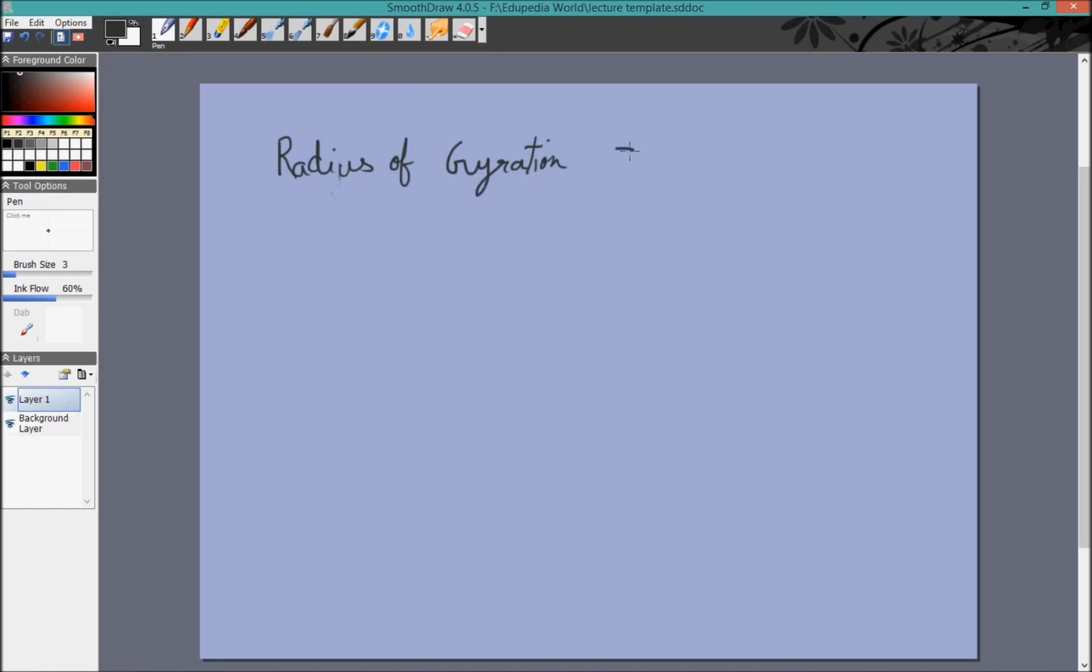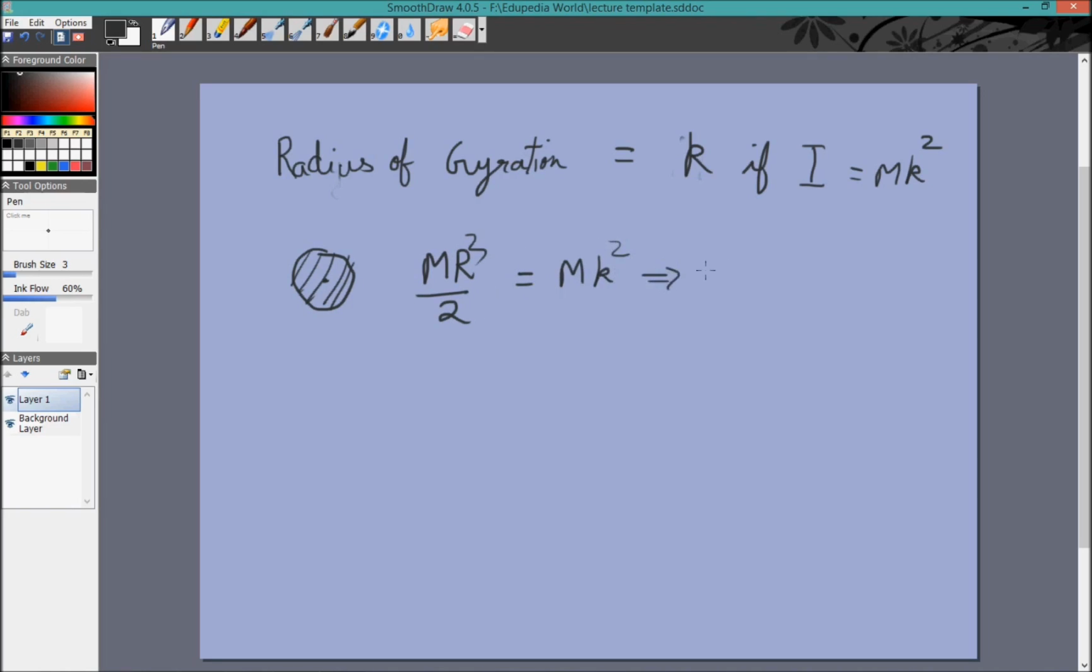The radius of gyration of any object is equal to k if the moment of inertia is mk squared. The radius of gyration is nothing but another way of telling the moment of inertia. For example, if you have a disk, the moment of inertia about this axis is mr squared by 2, right? So if we were to write it as mk squared, that gives me k equals r by root 2.